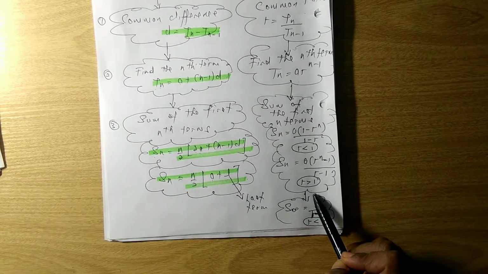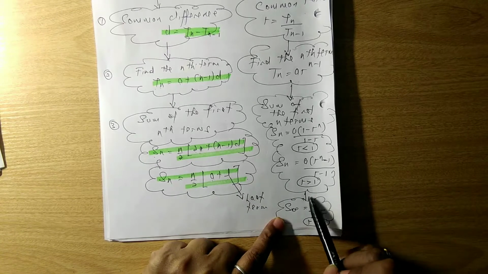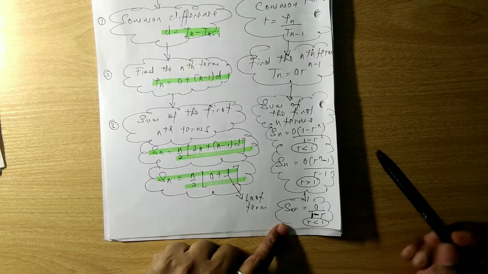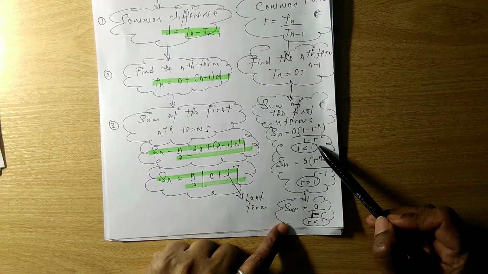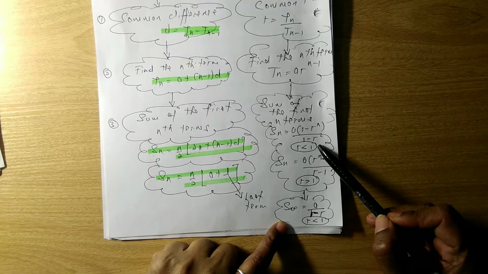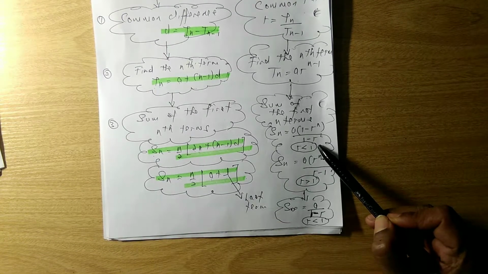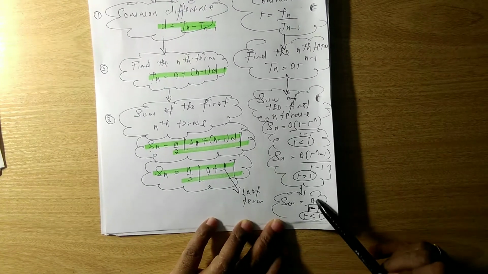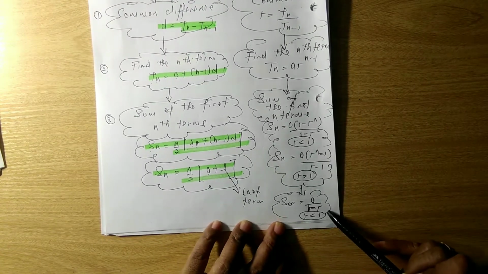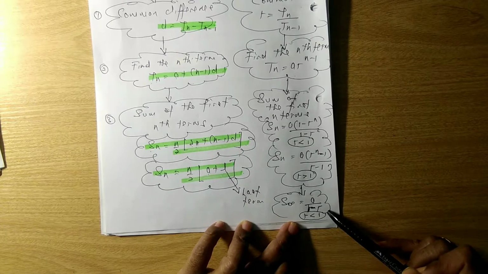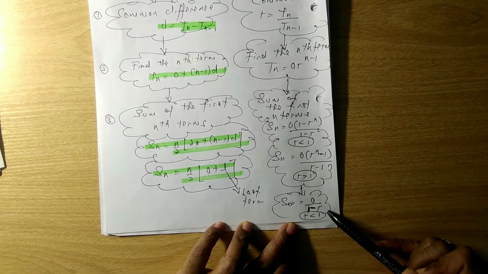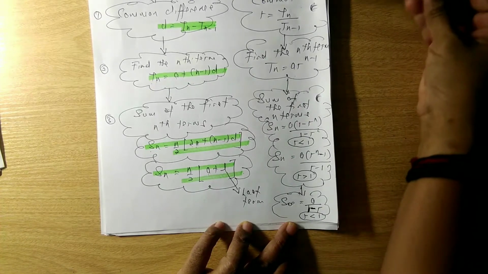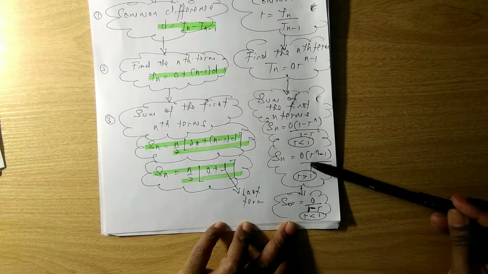Now there's one last concept. This is for geometric progression, and it's for the case where R is less than 1. To find the sum to infinity, the formula is S infinity equals A over 1 minus R. This is only valid when R is less than 1. So these are the concepts that we are going to look at in geometric progression.